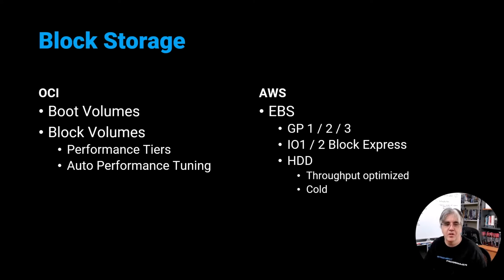Now with AWS, you have different classifications of storage with either general purpose or provisioned IOPS. AWS also gives you the option to select hard drives if you want low-cost workloads that don't necessarily benefit from the speed of solid-state drives.